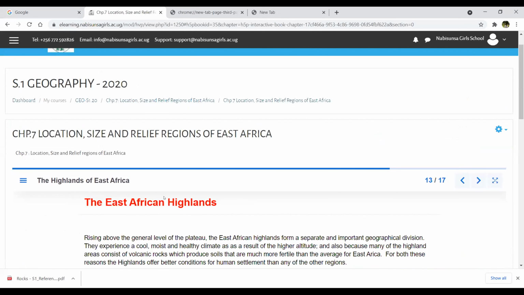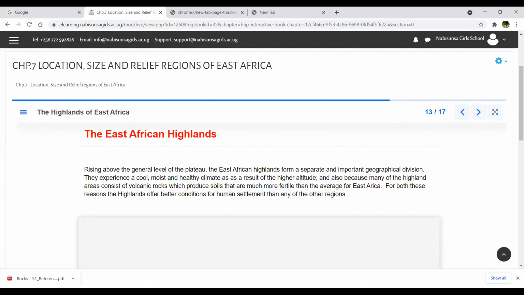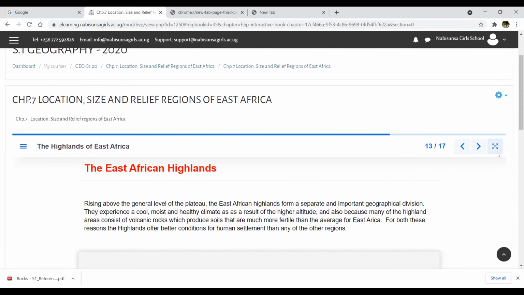Why do I hide it? Because I want to have a bigger space. Secondly, on my right-hand side, you have 4 arrows pointing in different directions, this particular one.